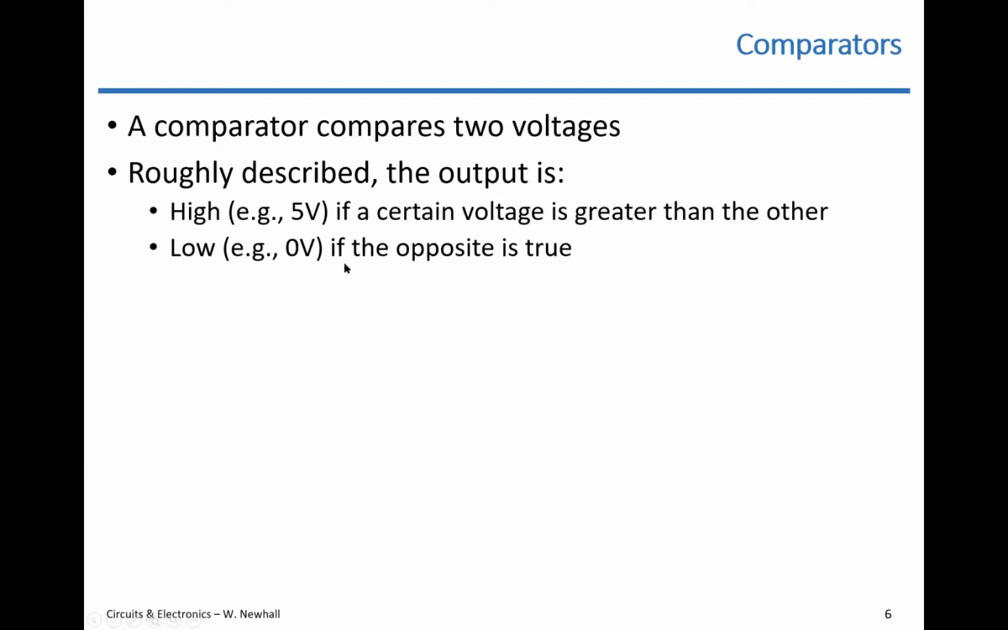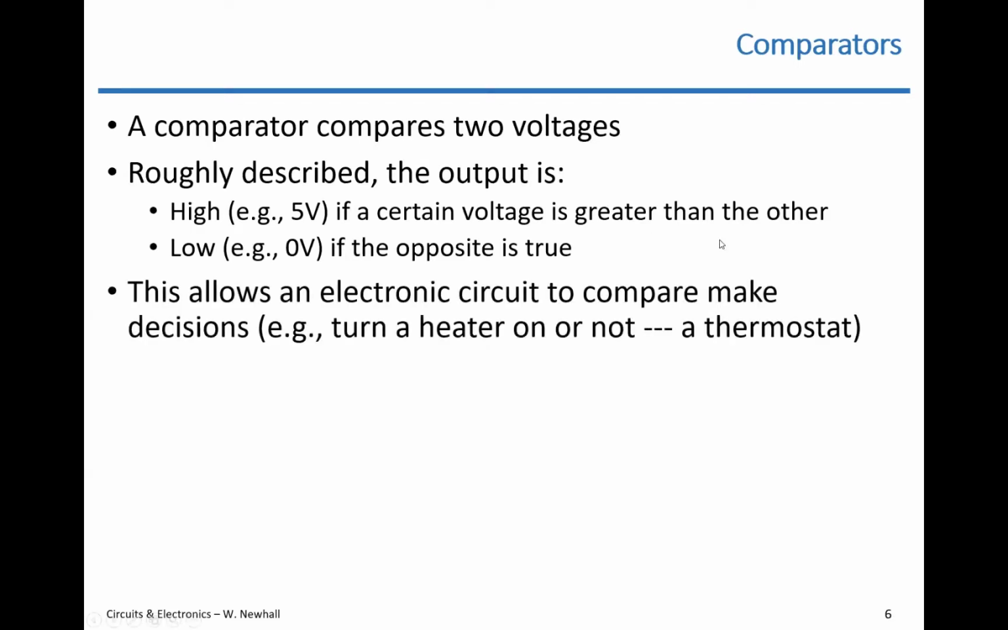Again, the circuit is comparing two voltages, and it's giving you an indication at the output by either outputting a high or a low. So you can make decisions using this kind of circuit. You can use an electronic circuit to compare: is the temperature too hot or too cold? Is the pressure too high or too low? Is the light too bright or too dim? And do something about it. Your circuit can respond to that. So that's what a comparator lets you do.